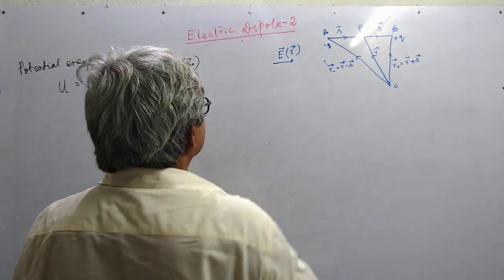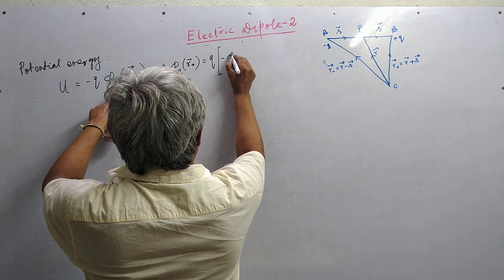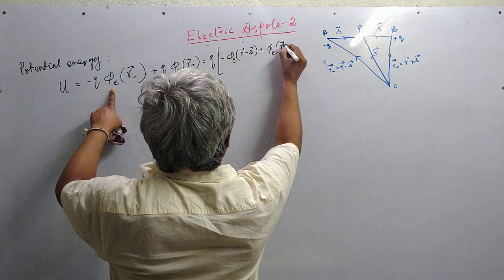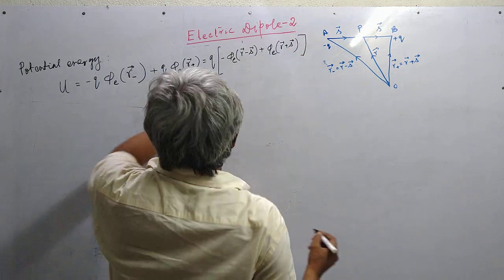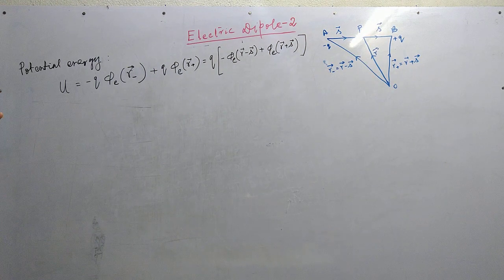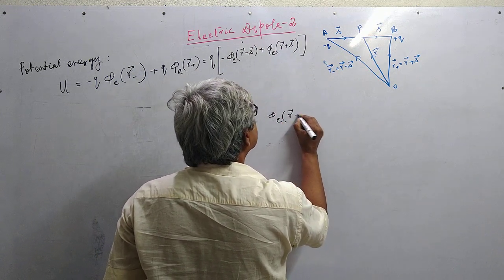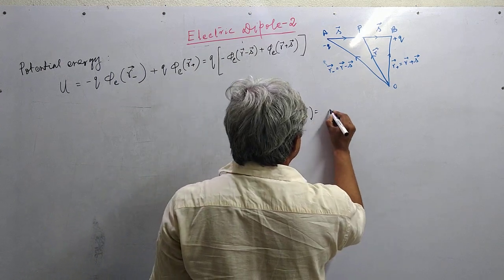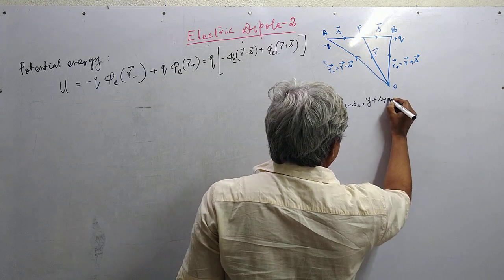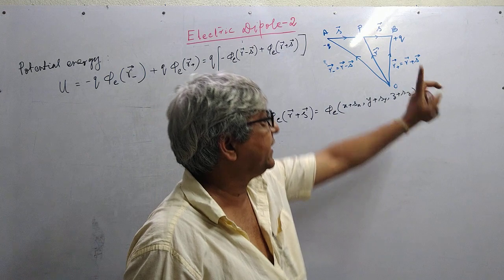Writing explicitly, this becomes Q taken common. This is minus phi E at R minus S, and this is phi E at R plus S. We want to express this potential energy in terms of the potential at the center of the dipole. So we need to expand this. Let us consider this term, phi E at R plus S. This can be written as phi E at x plus Sx, y plus Sy, z plus Sz, when we consider that vector S has its Cartesian components Sx, Sy, Sz.